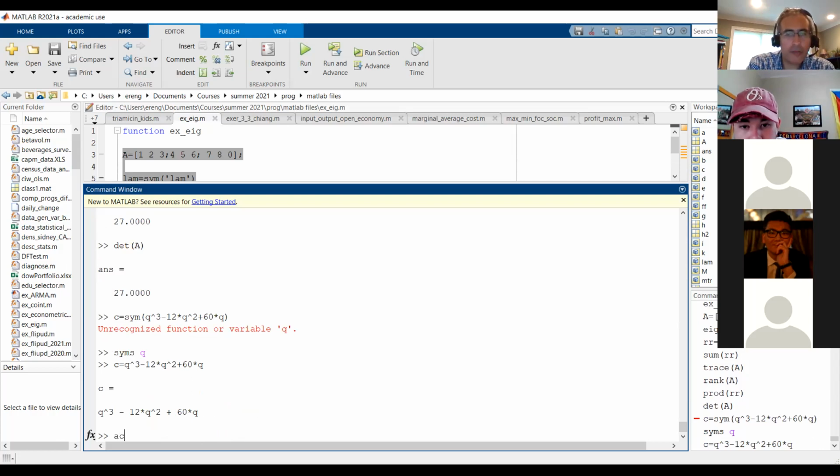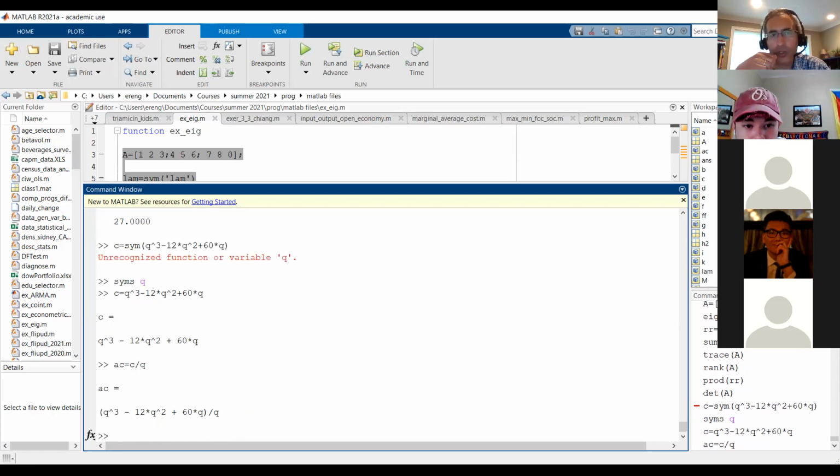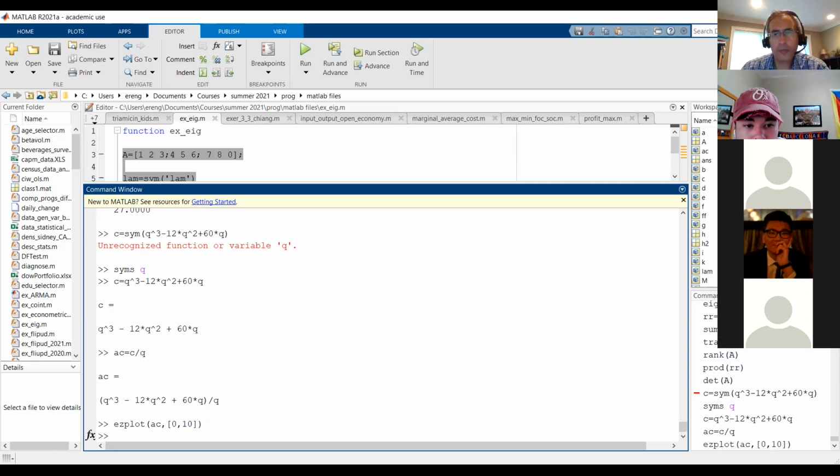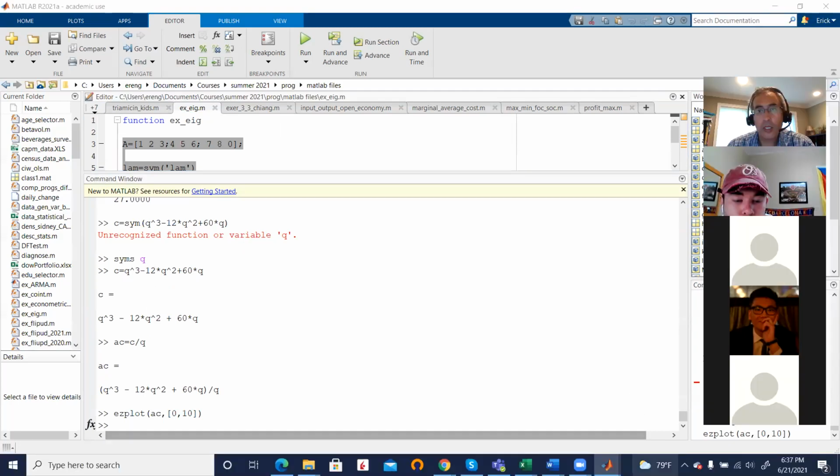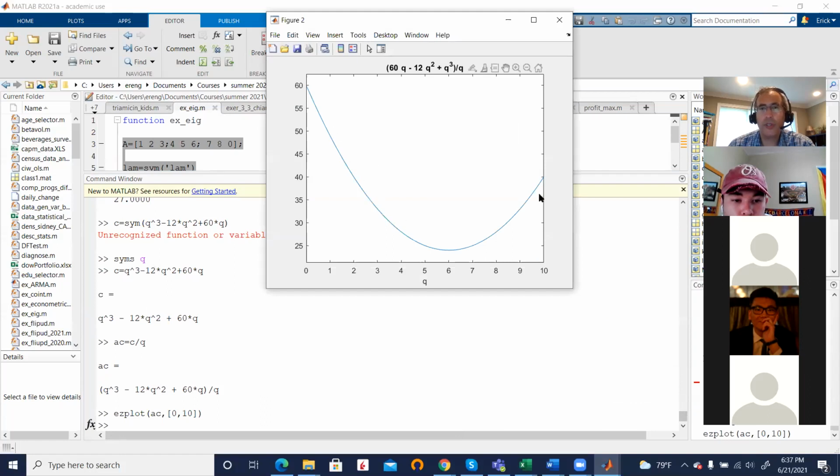Let's define AC simply as C divided by Q. What is this? My average cost, do you agree? Total cost divided by quantity is my average cost. And then what I can do, guys, is an ezplot. This is a symbolic, and I want to plot AC in the interval 0 to 10, for example. This is my AC function.